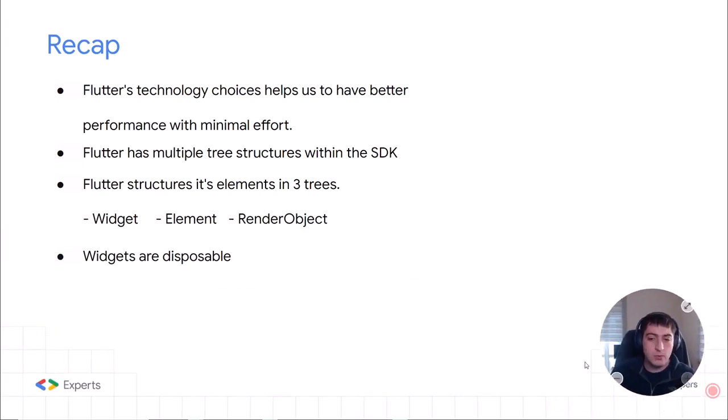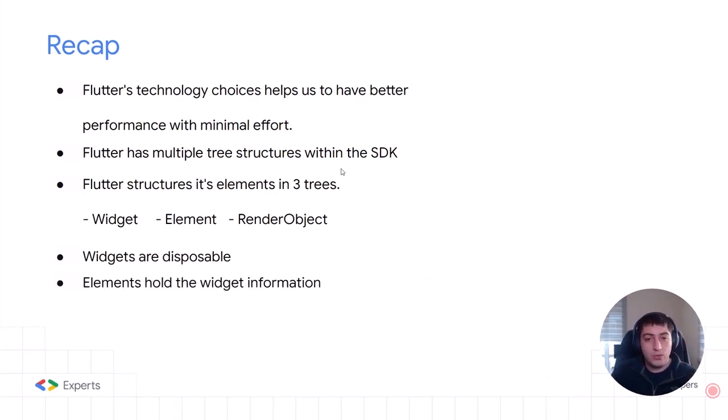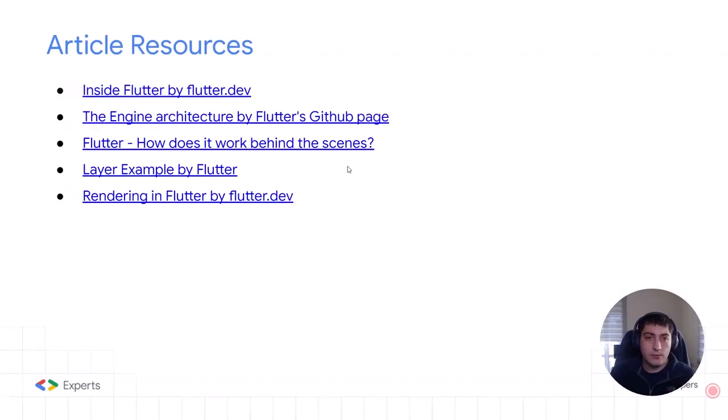Widgets are disposable, so we can just get rid of them. They are immutable, disposable, and lightweight, so it's better to stick with them. Elements are the real hero, they hold the real information about the widget and actually structure it. Render objects just do the drawing and the communication with the GPU.